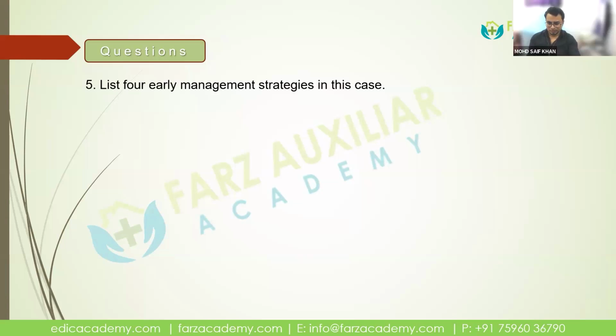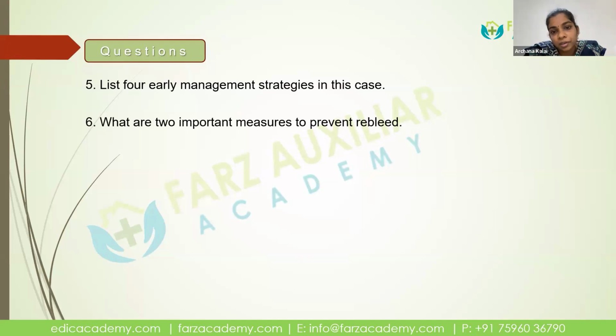All right. What are 2 important measures to prevent rebleeding? Prevention of increased BP, like prevention of worsening of hypertension, and early intervention. If there is a need for clipping or coiling, I will go for an early intervention, sir.